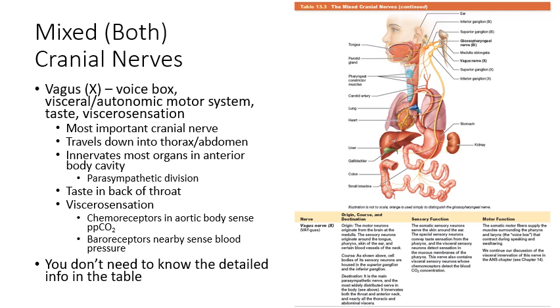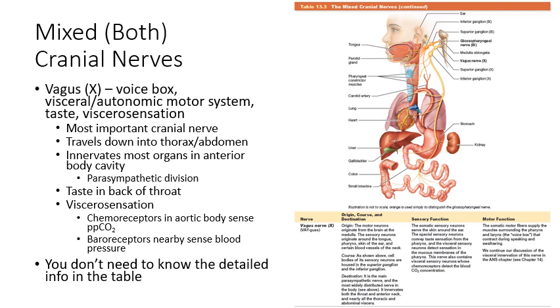As I mentioned, it controls the voice box. It also carries taste information that comes from the back of your throat. You actually can taste a little bit with the back of your throat. That information all goes in on the vagus nerve. And it also carries some visceral sensory information that's coming from the aorta.